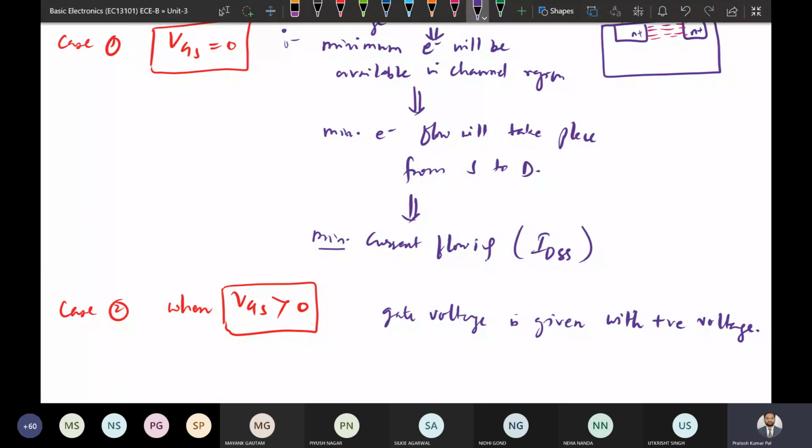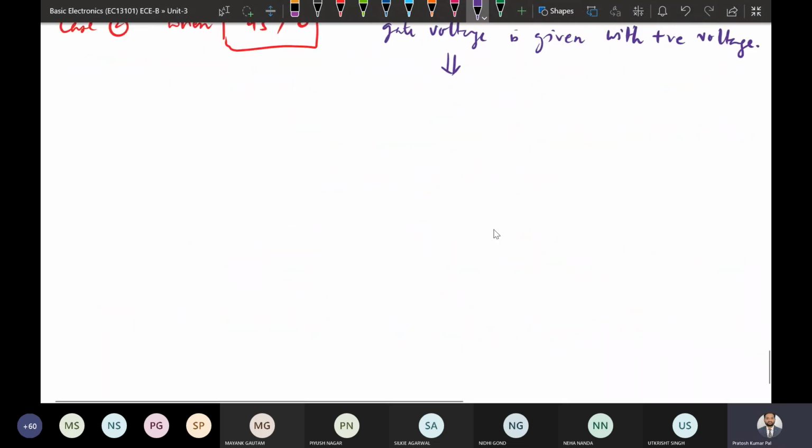Given with positive voltage. Okay. That means if we are going to give the gate voltage positive, then the negative charges will be created inside the channel. So negative charges created in the channel. So these negative charges will be nothing but the electrons. Okay. So electrons will be created inside the channel.